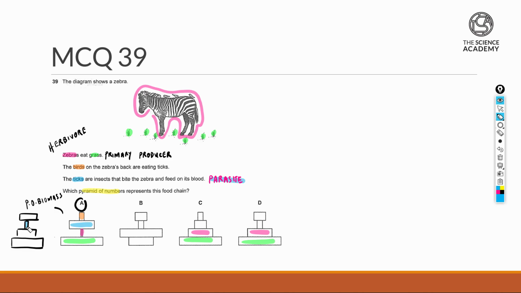So again, let me just realign the colors. Blue to represent the ticks, pink to represent the zebra, green to represent the grass, and finally orange to represent the bird.